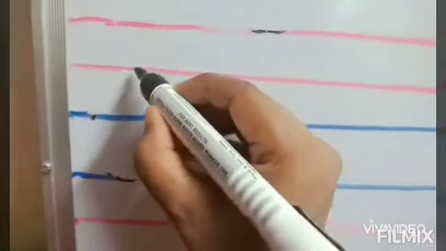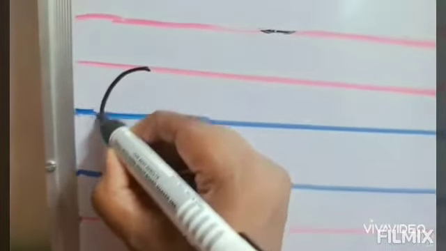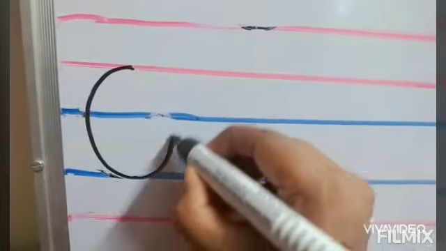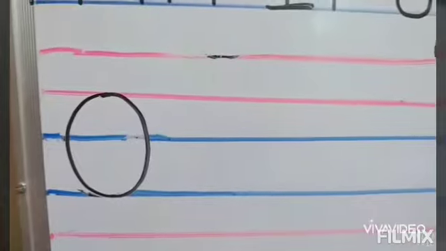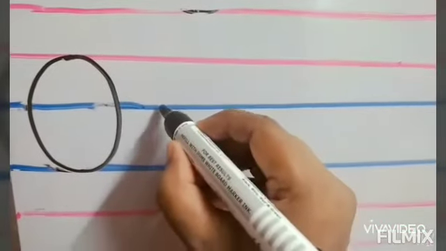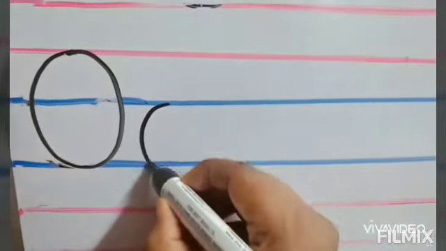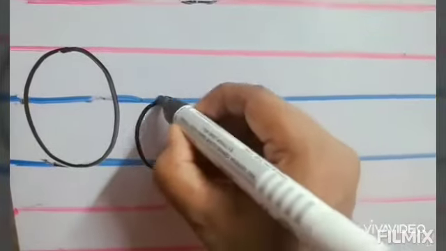Okay. So how we need to write, start from here, then go up. Okay, it's like an O. Okay, now for small o you need to write only in the blue two lines.